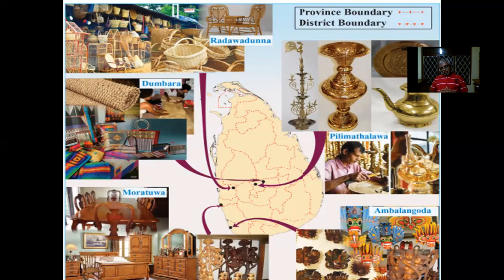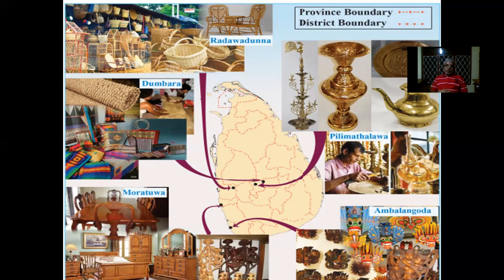Then masks, Ambalangoda, very famous for that one. It's a traditional industry. Even at present, several families are mainly engaged in this mask making, and it is directly connected to tourism because foreign tourists come to Sri Lanka, they are fond of buying them, and different types of masks can be found among them.